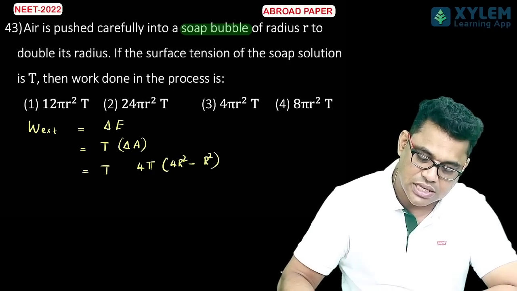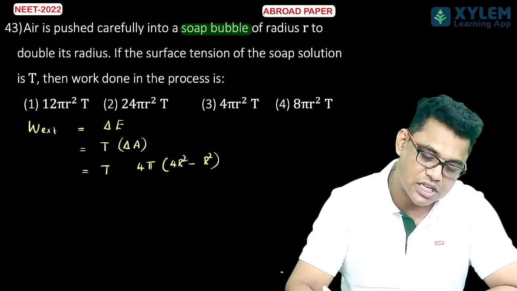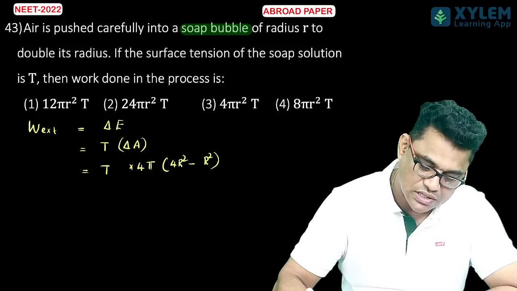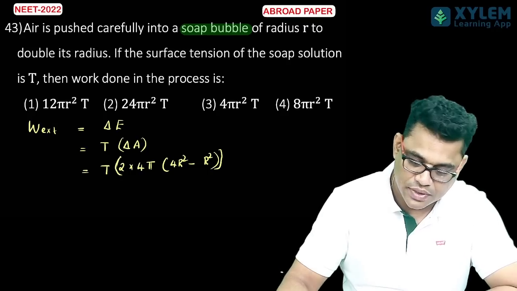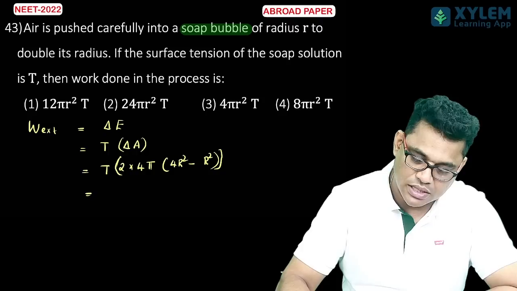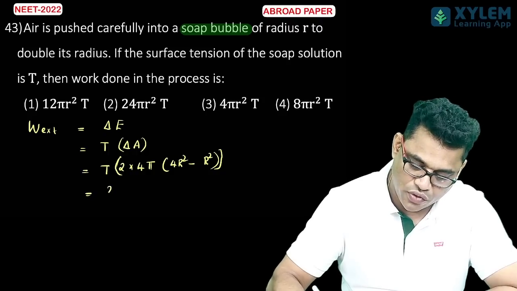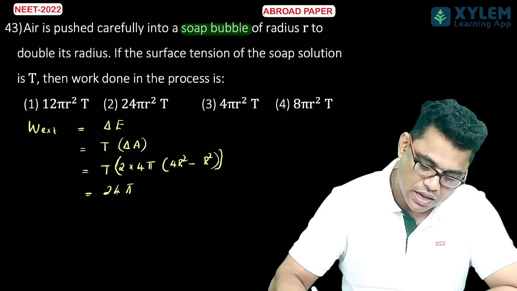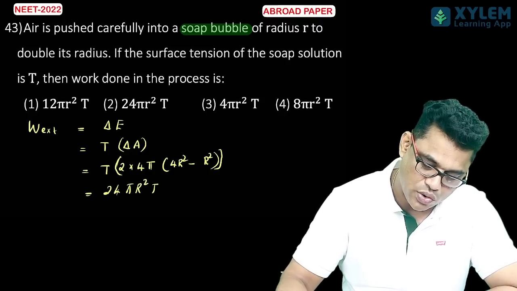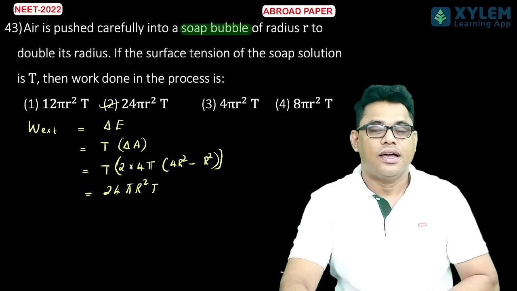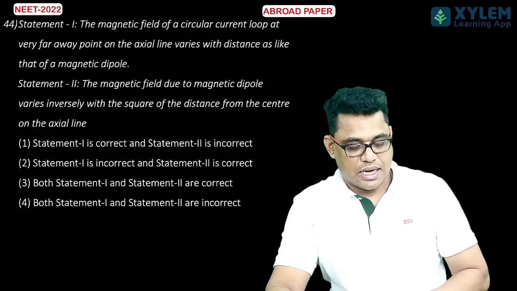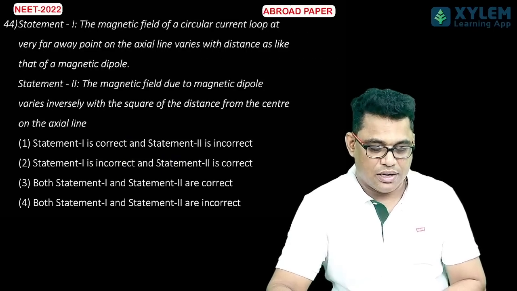But this is the change in surface area of one surface. It's a soap bubble. It has got two surfaces. Therefore, change in surface area to find out, you should multiply it with 2. Okay. Therefore, when you multiply, this is 3, 2, 8, 24. 24 pi r square T. That's what you get. 24 pi r square T. Here is the answer.